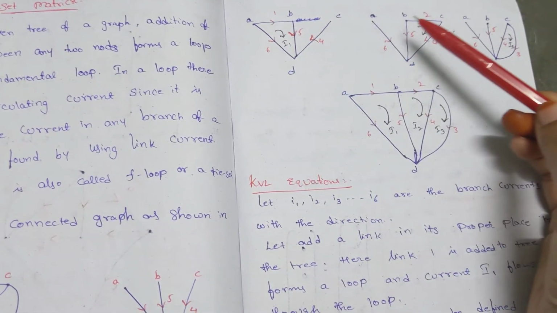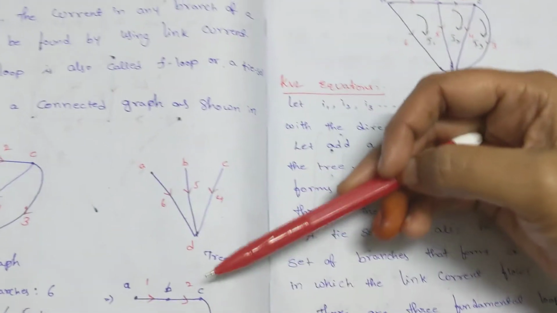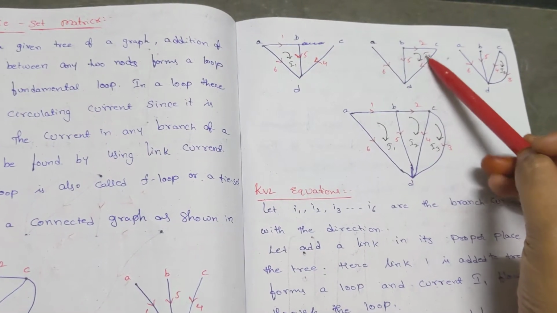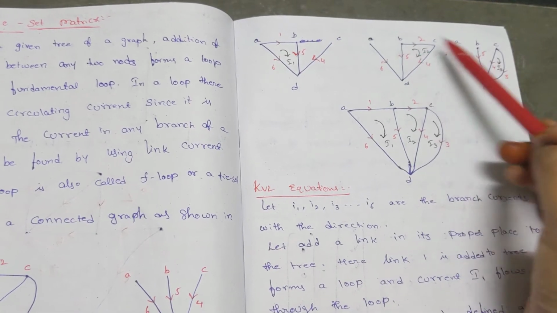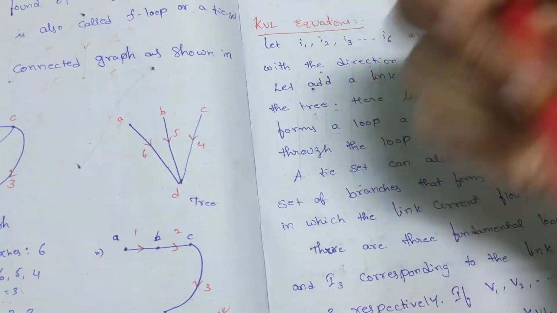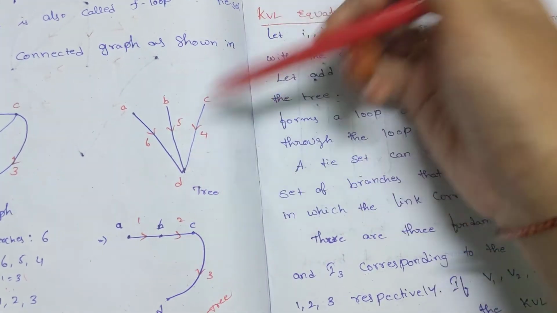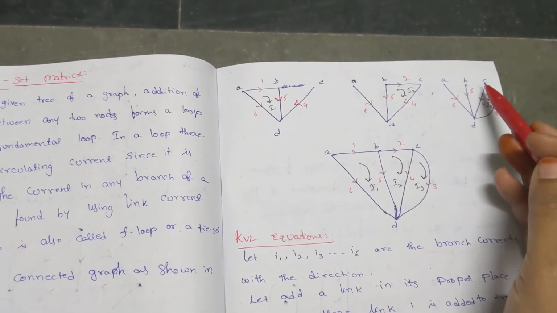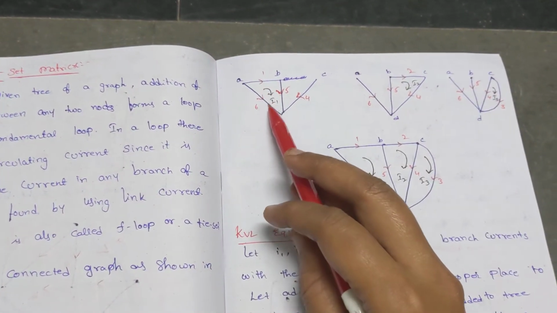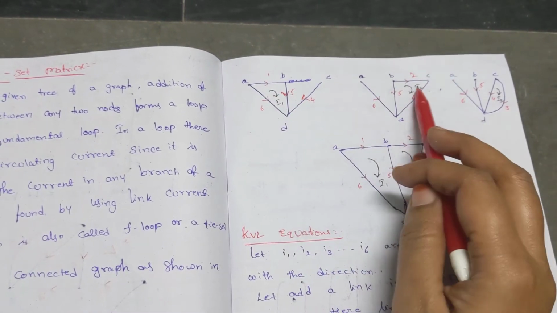Okay, in a similar fashion, for the given tree, if I am adding the second link, there also the current will start flowing in 2 4 5. And for the next step, if I am adding the third link to the tree, it will form one more closed loop, this one. So for every closed loop I am considering a circulating current, capital I1, I2, I3.